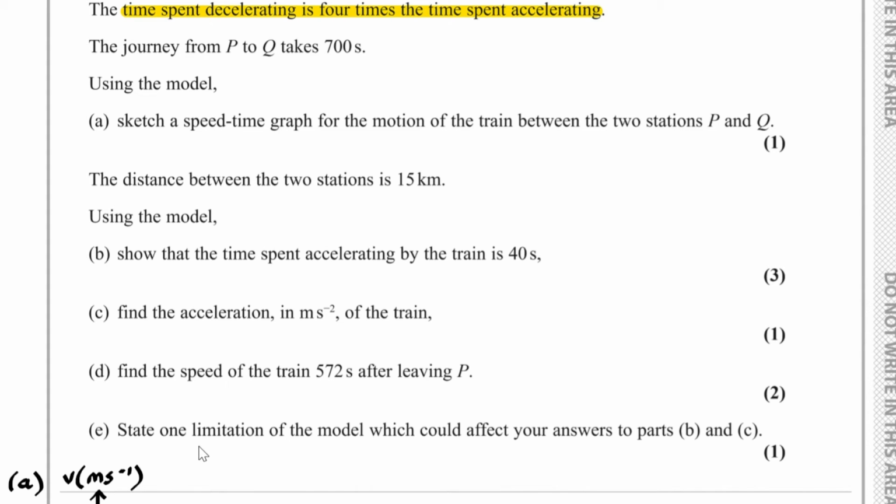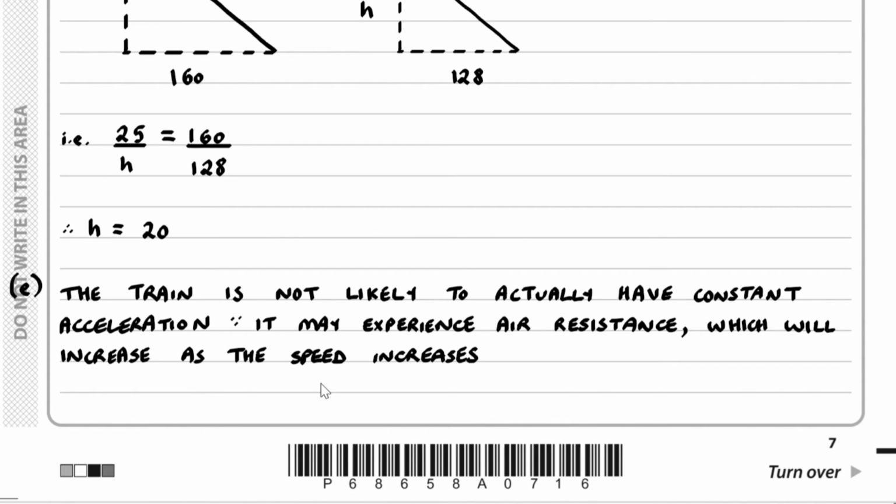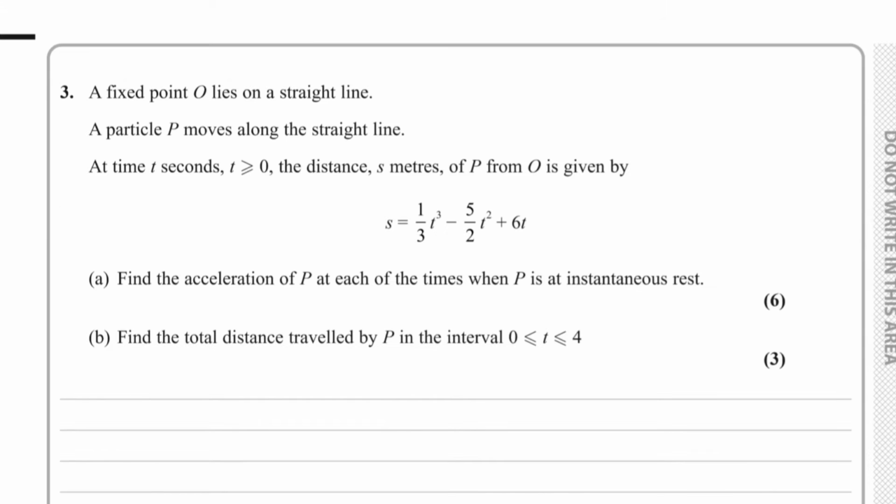And then for part E, we have to state one limitation of the model which could affect your answers to part B and C. So the train is not likely to actually have constant acceleration because it may experience air resistance, which will increase as the speed increases.